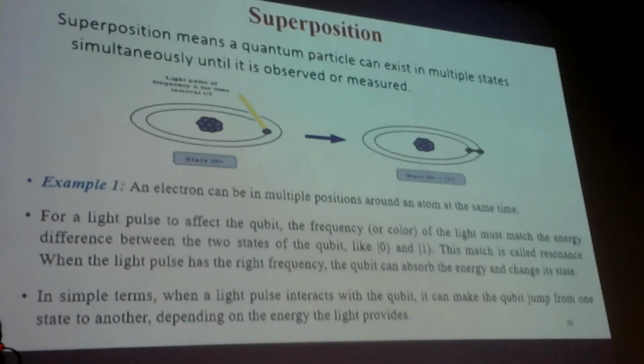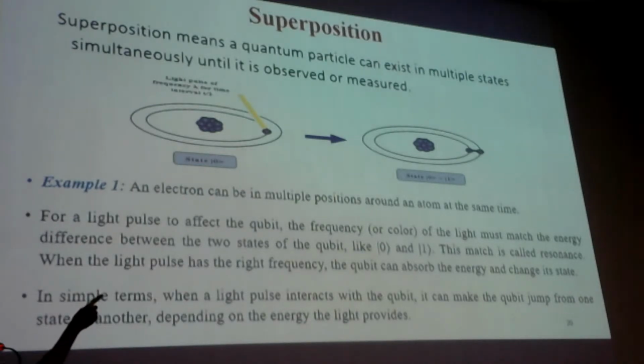For a light pulse to affect the qubit, the frequency of the light must match the energy difference between the two states of the qubit, that is 0 and 1. That is called resonance. When the light pulse has the right frequency, the qubit will absorb energy and change state. In the previous diagram, when we saw 0 change to 1, you didn't see it like that. You saw the electron jump from the inner orbit to the outer orbit. But here you can see that they are connected.